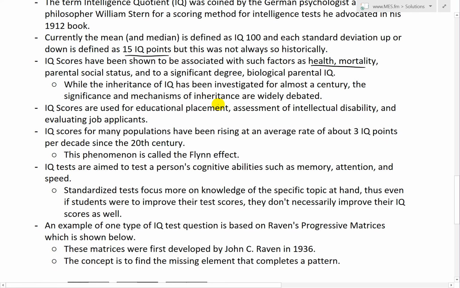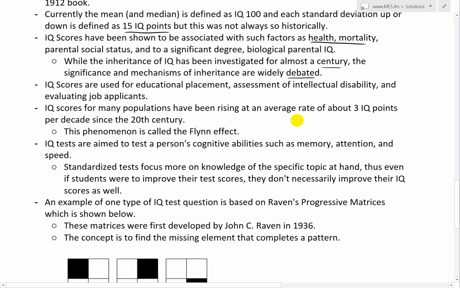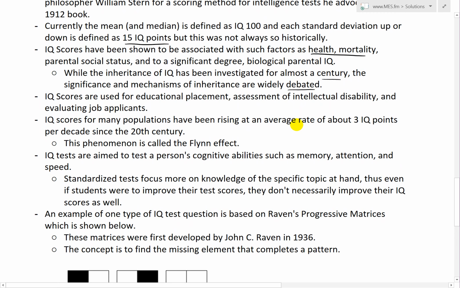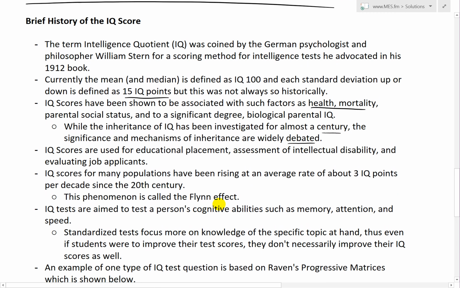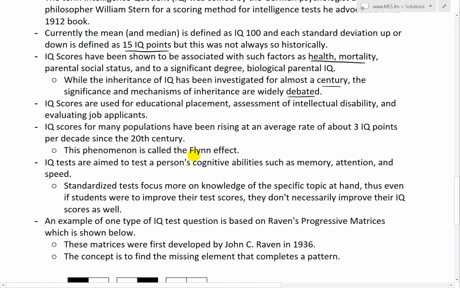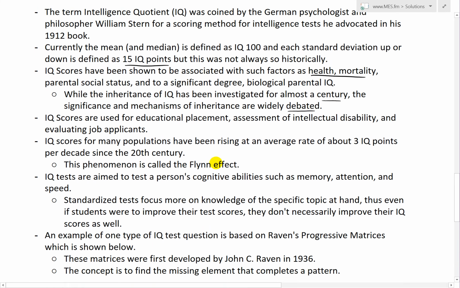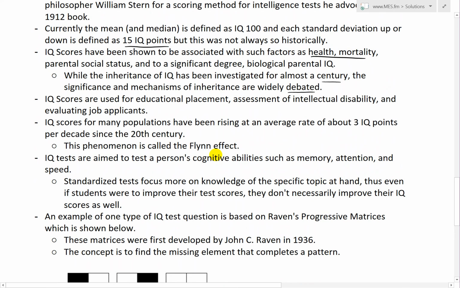So if you have a high IQ, it's likely your parents had a high IQ. But the problem with this is, while the inheritance of IQ has been investigated for almost a century, the significance and mechanisms of inheritance are widely debated. Because if you are from a richer background, you have more access to education, and that obviously will increase your IQ. So it doesn't necessarily mean you're just born smarter than others.